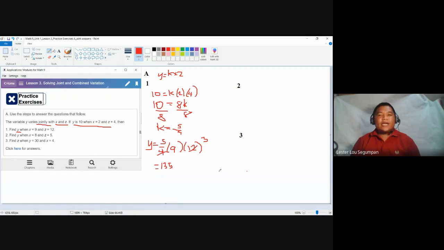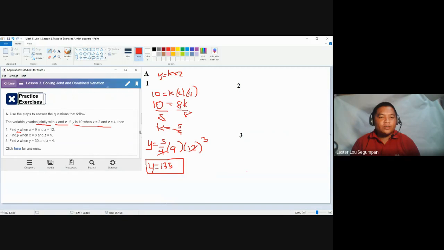But of course, as I mentioned before, the practice exercises have answer keys attached in your modules. So you would know immediately what the answers are, but the purpose of these videos is the processes, for those of us who are in confusion with the steps. So y is 135 when x is 9 and z is 12.